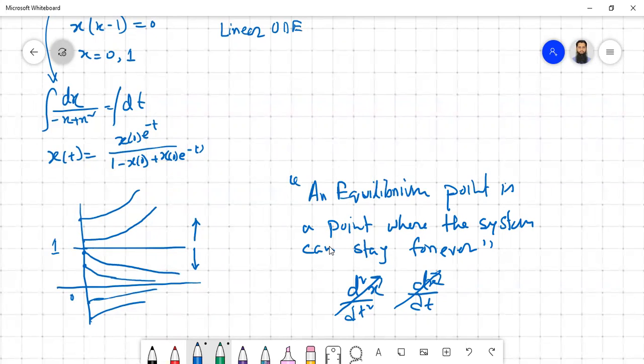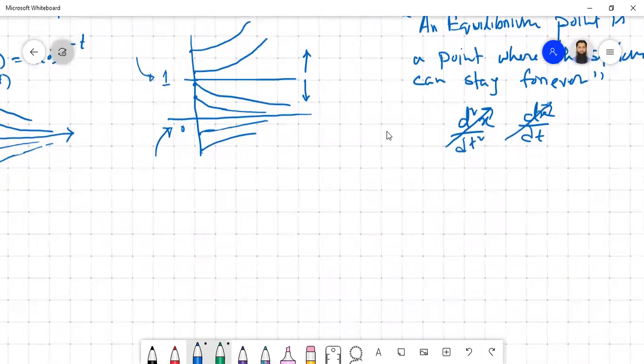Now, some of the equilibrium points, as we already said, can be stable. Like in this particular example, 0 is a stable equilibrium point, but 1 is not a stable equilibrium point, because once you cross that value of 1, it will always diverge from that point. So based on that, you have to decide which one is stable and which one is not.